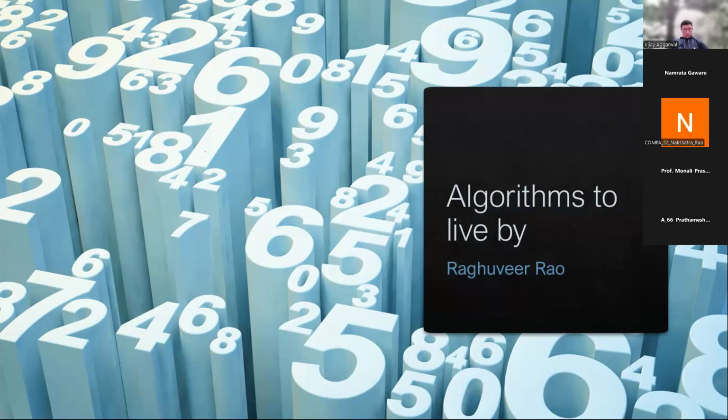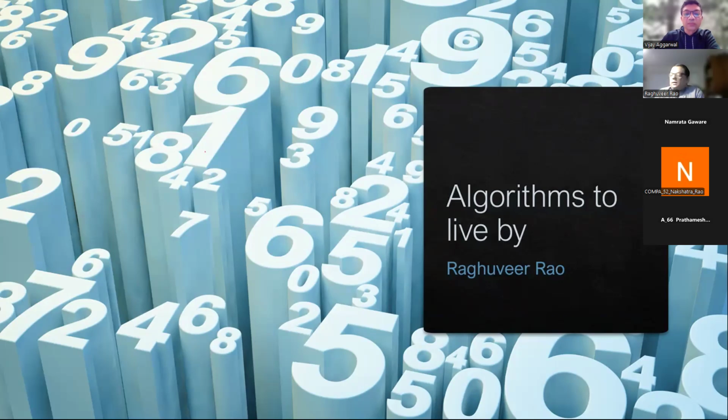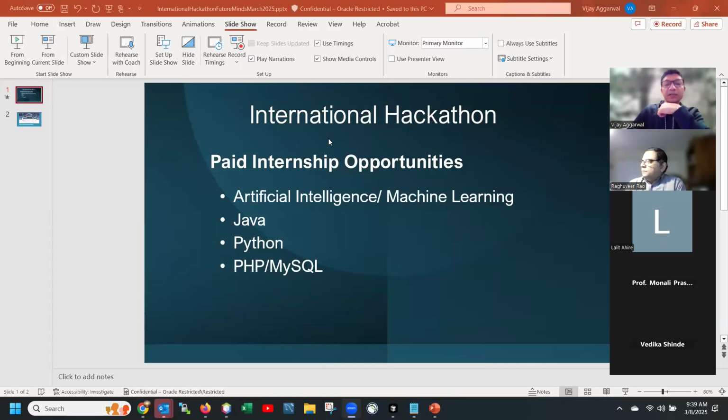Let us make this session interactive and make the most of his vast experience. Please join me in welcoming Mr. Raghuvir Rao and Mr. Vijay Agrawal. Yes, Raghu sir, you can. So Raghu, let me quickly share. Let me start with the internship and hackathon, and then you can take over. Let me replace the current share. Can you see my screen? Yes, sir.